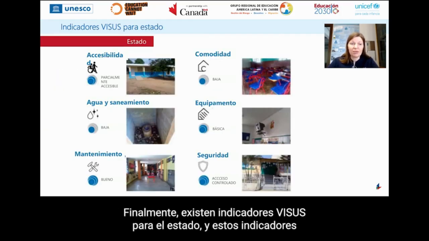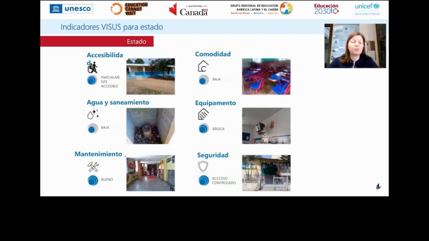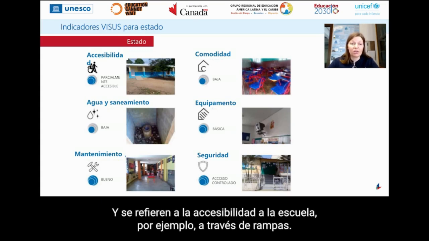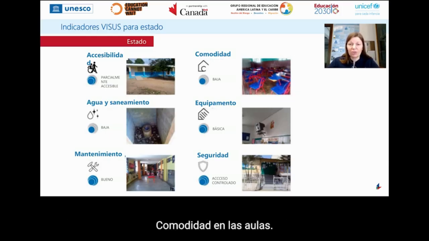Finally, there are VISUS indicators for the status, and these indicators are defined through 3 levels, going from the worst case to the best case, and they concern the accessibility to the school, for example through ramps, water and sanitation situation, maintenance situation, comfort in the classrooms, presence of equipment, and the security.